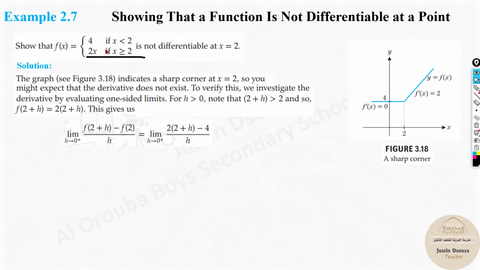Instead of x, it's 2. 2 times 2 is 4. So you're just substituting over here. Say this, how to solve this?